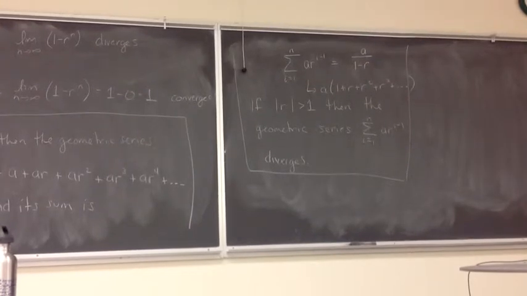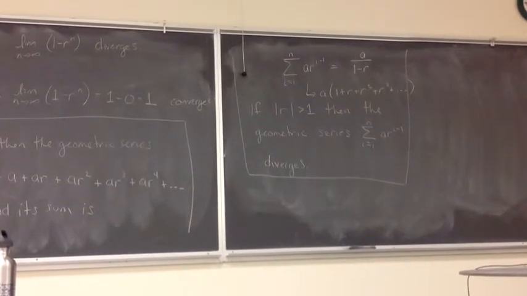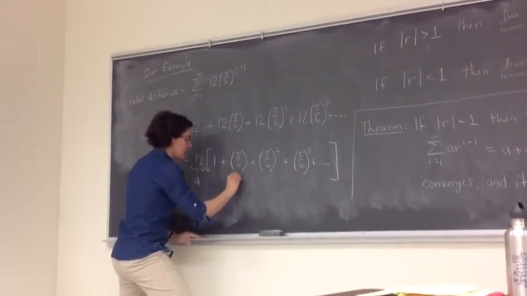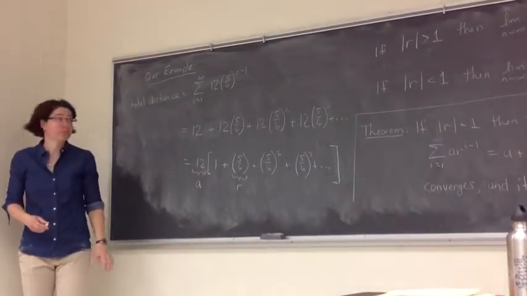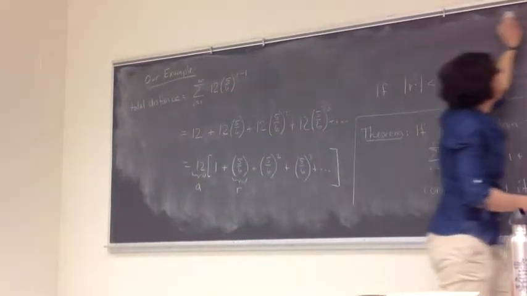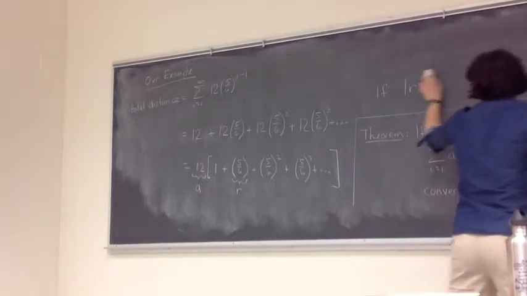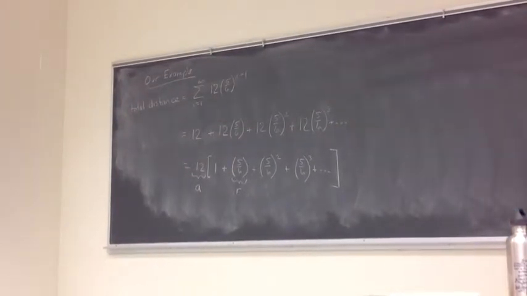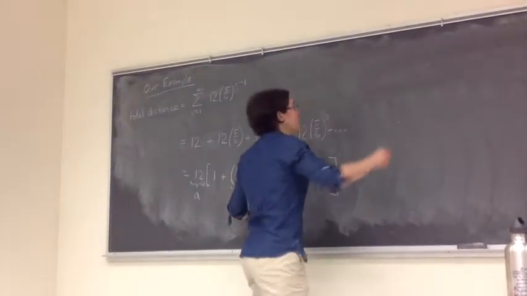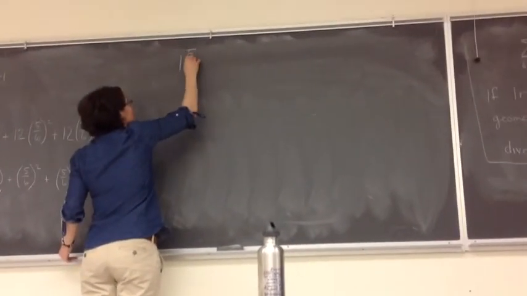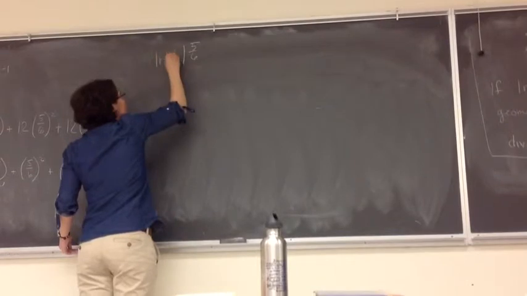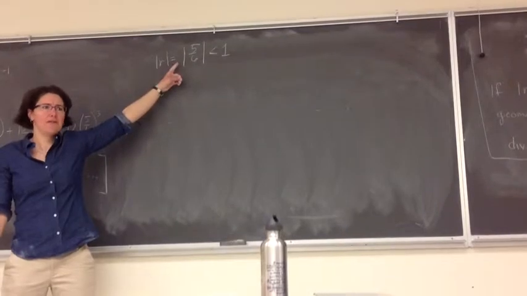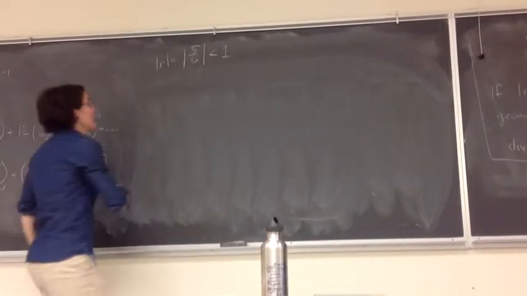This 12, this is my a value. And inside the parentheses, I've got a 1, that's my r to the 0. And then I have r to the first, and so 5/6 is my r value. And so what this theorem tells us, after all of that theoretical work that we've done, is that as long as the size of r, the absolute value of 5/6, is less than 1, and is the absolute value of 5/6 less than 1? Sweet. So yes, that is checked off.